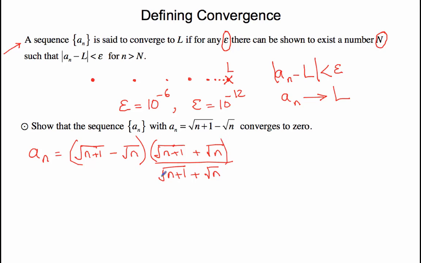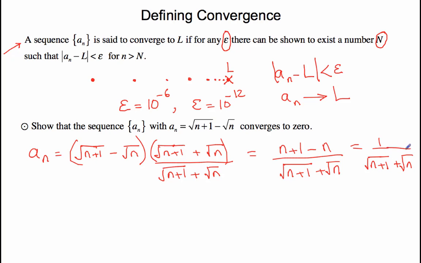The advantage of that is clear because then I have just n plus 1 minus n divided by the square root of n plus 1 plus square root of n, and that's 1 over this thing, square root of n plus 1 plus square root of n. So far, I've done nothing except write an in a different way, that is 1 over square root of n plus 1 plus square root n.